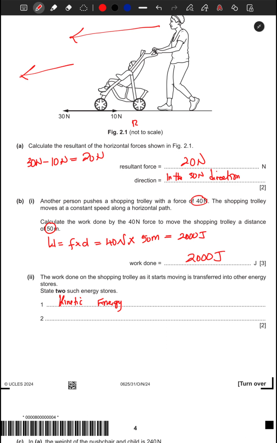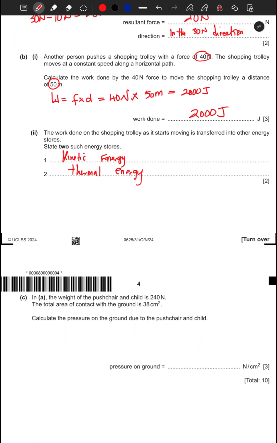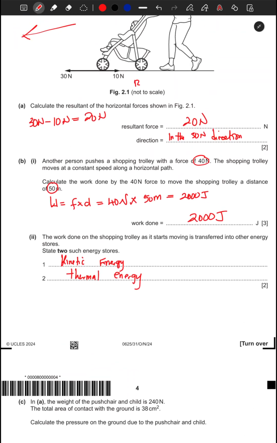Remember, when something is stationary, it has potential energy. The moment you start moving, you gain kinetic energy due to the velocity that you are going to gain. Then another one is that, as you are moving, that trolley, even if you touch the tires, you find that they are hot. So that means some of the energy is being converted to thermal energy or heat energy. All right, so we can put thermal energy. Then I think we end there.